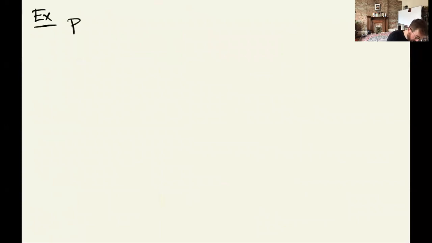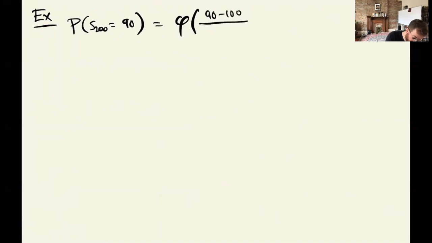Suppose I want to estimate the probability that out of 200 flips, I get exactly 90 heads. So this is a full 10 flips below. Then I need to do phi of (90 minus 100) divided by square root of 50, again divided by square root of 50. And here I need to go ahead and use the, again, this is an approximation.